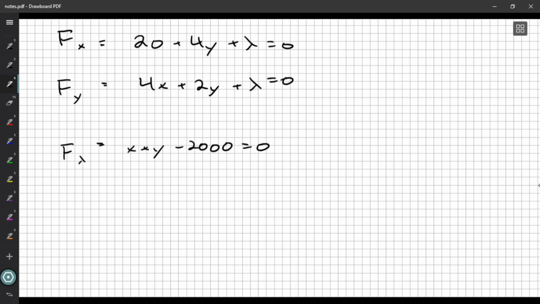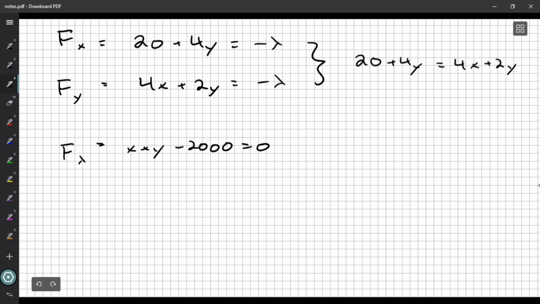Okay. Now, looking at these two, if I were to rearrange them, bring the lambda over to the other side of the equal sign, I can see I've got two expressions that are both equal to minus lambda, so those two expressions are equal to each other. If we bring everything over to the same side, we can see that 20 is equal to 4x minus 2y. And I suppose we could divide by 2 on both sides. Okay. So now I've got an expression relating x and y.